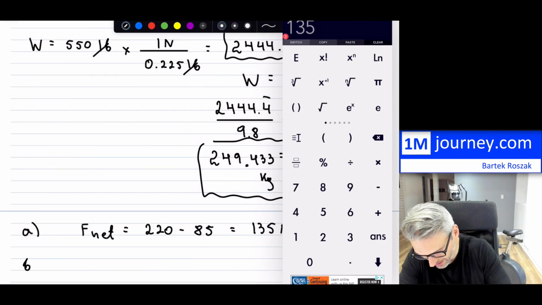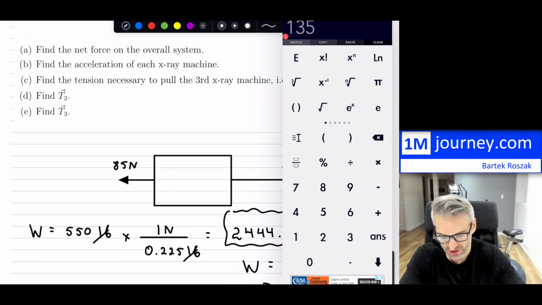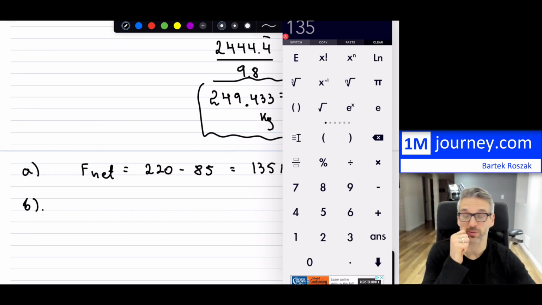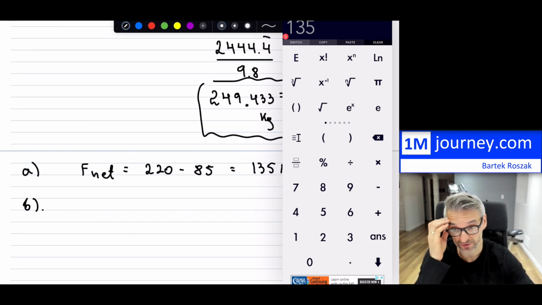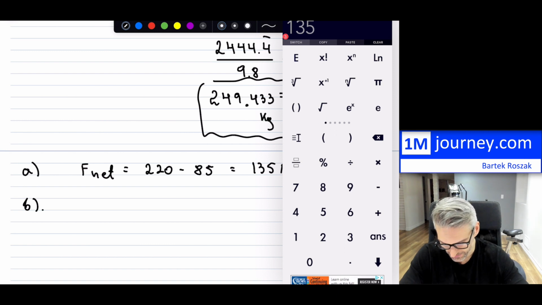All right, let's see for part B. They're asking me to find the acceleration of each X-ray machine. The acceleration is going to be the same for all of them. Here you have to be careful, because you're going to need to find the acceleration of the overall system. Of course, that means that each X-ray machine is accelerating at the same rate.